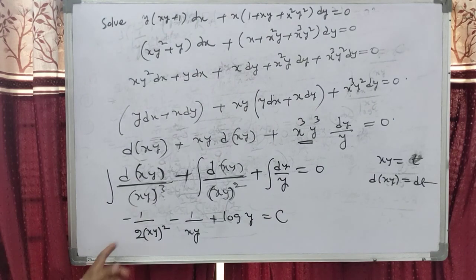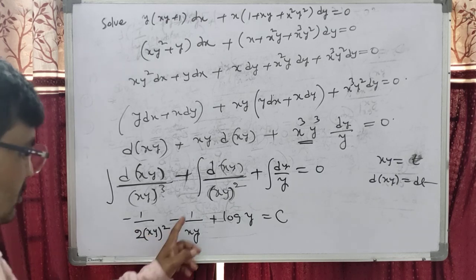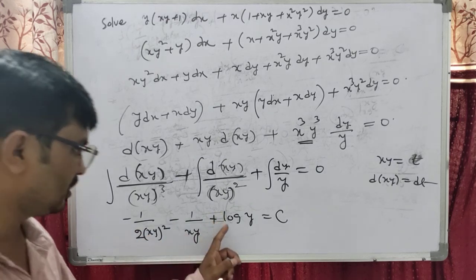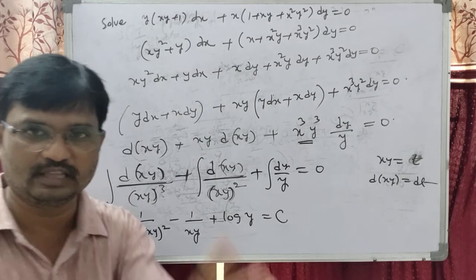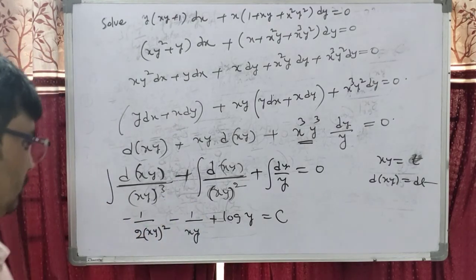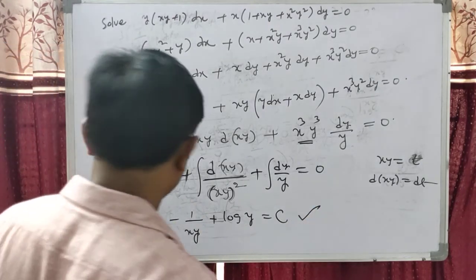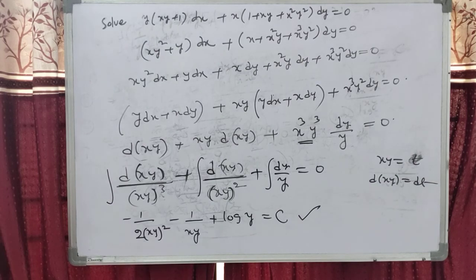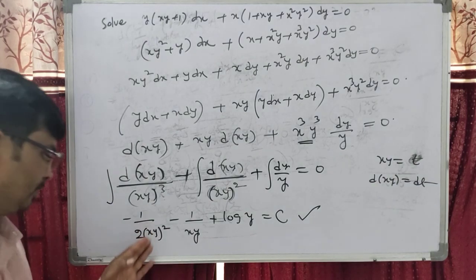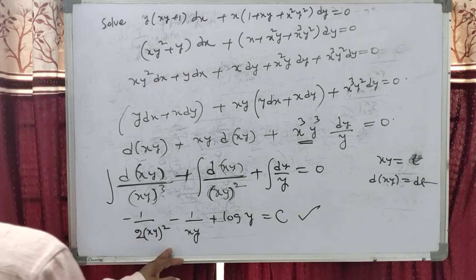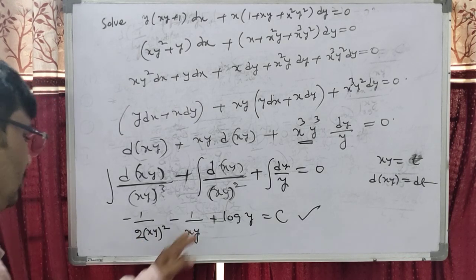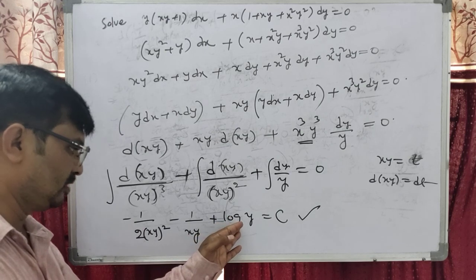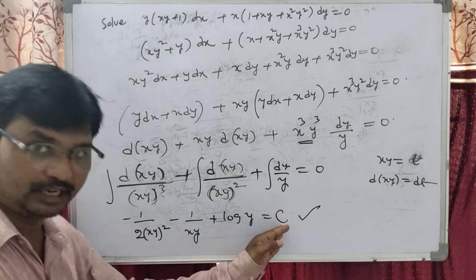Now multiply with minus on both sides. We get plus 1 by 2 xy whole square plus 1 by xy minus log y equal to minus c, or c1. Okay students, this is the solution. So, my dear students, first multiply with minus: that is 1 by 2 xy whole square, another one is 1 by xy, and this is minus log y equal to c.